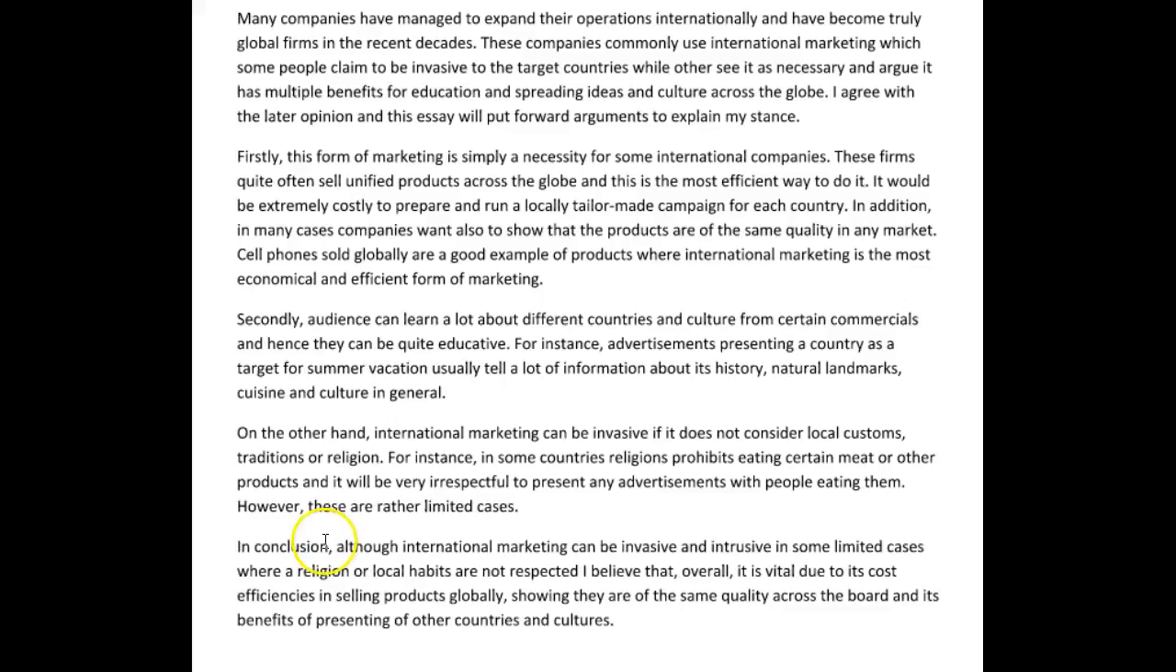Then in our conclusion, we can restate our opinion and say, although international marketing can be invasive and intrusive in some limited cases. See, your conclusion even stands firm and is good if you use those two body paragraphs. I like your conclusion. Your writing is actually very good. You have rich vocabulary and decent grammar.